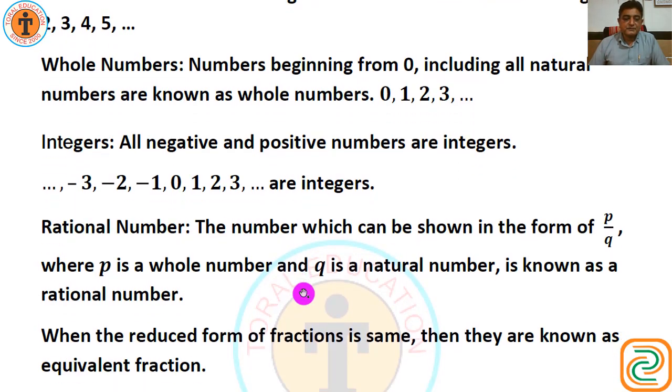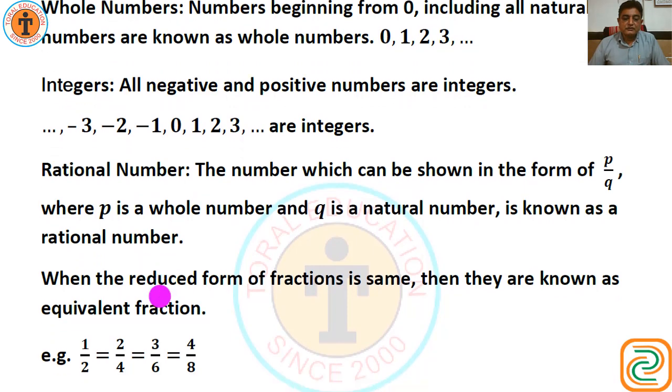Then come rational numbers. A rational number is a number which can be shown in the form of P upon Q, that means in the form of fraction. P upon Q, where P is a whole number and Q is a natural number. Natural number means Q should not be negative, 1 to infinite, and P is a whole number. This is known as a rational number.